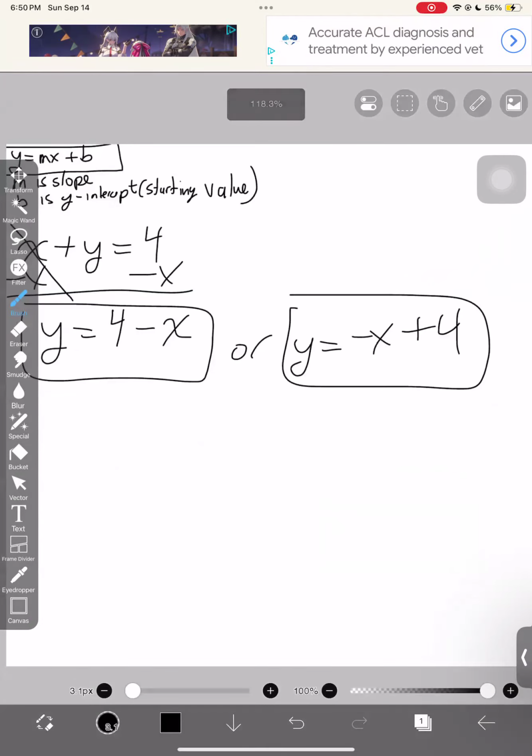We just switched our numbers around. But that is still valid, and that's how we get into y equals mx plus b form, or slope intercept.